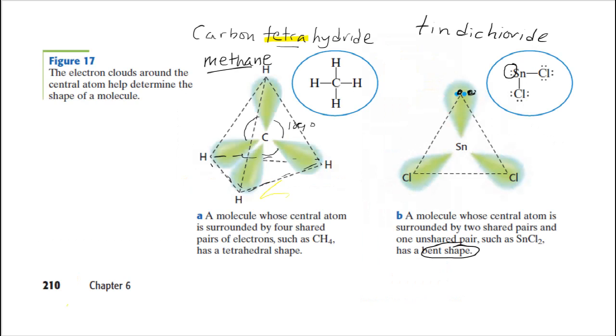Here's another example, carbon tetrahydride. This is common methane. Notice how the carbon's in the center, and then each of the hydrogen atoms is spaced an equal distance apart from each other. Here's another one, tin dichloride. Tin dichloride is a bent shape.